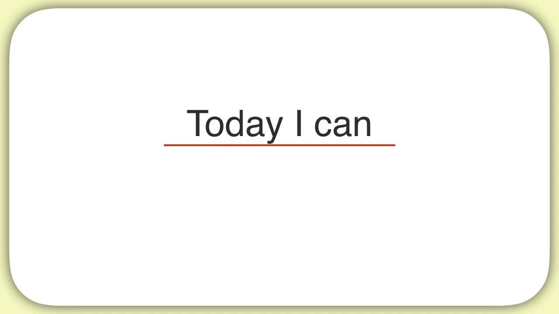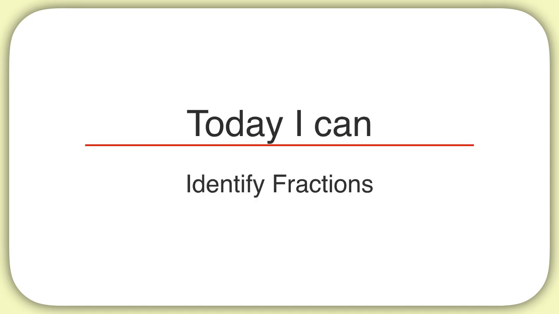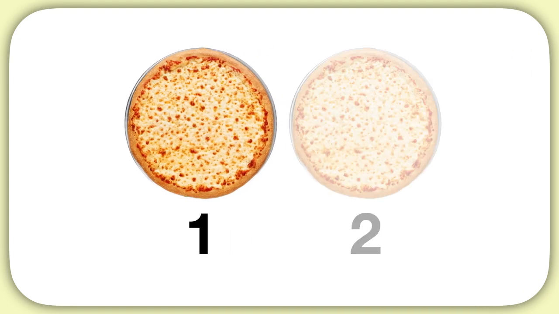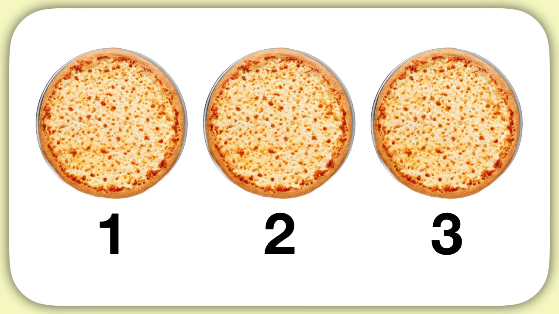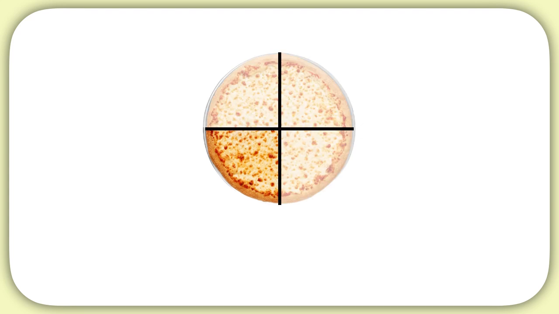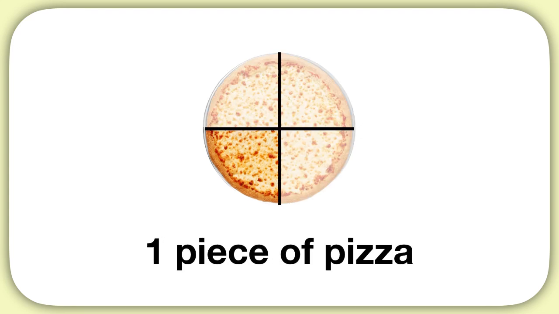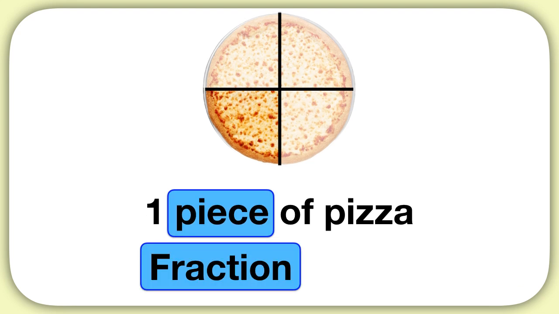Today we are learning how to identify fractions. Now I'm assuming you know all about whole numbers. For example, if you were at a pizza party, you might see one pizza, two pizzas, or maybe three pizzas on a table. But by the end of the party, there might only be this much pizza left. There might only be one piece of pizza left over. When we talk about a piece of something, we do it by using fractions.